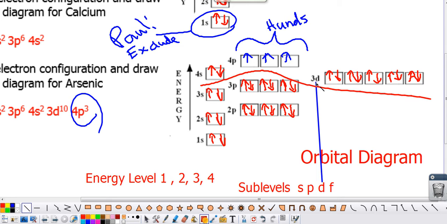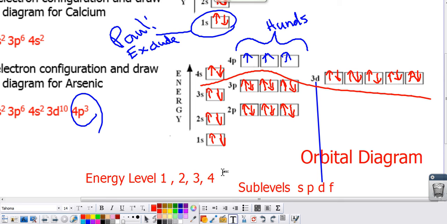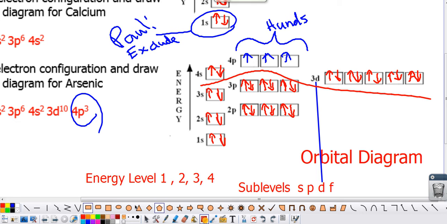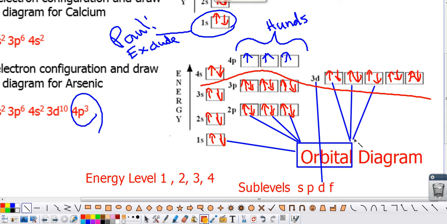Now, these sublevels can be broken apart into orbitals, which is why this is called an orbital diagram. Let's just point out where all these orbitals are. For the s, there's only one orbital. Each of the p's has three orbitals. And each of the d's has five orbitals. So s's always have one orbital, p's always have three orbitals, and d's always have five orbitals.